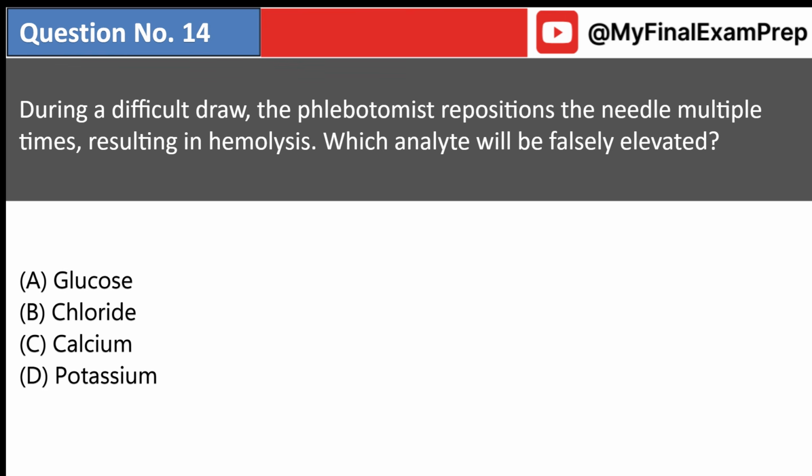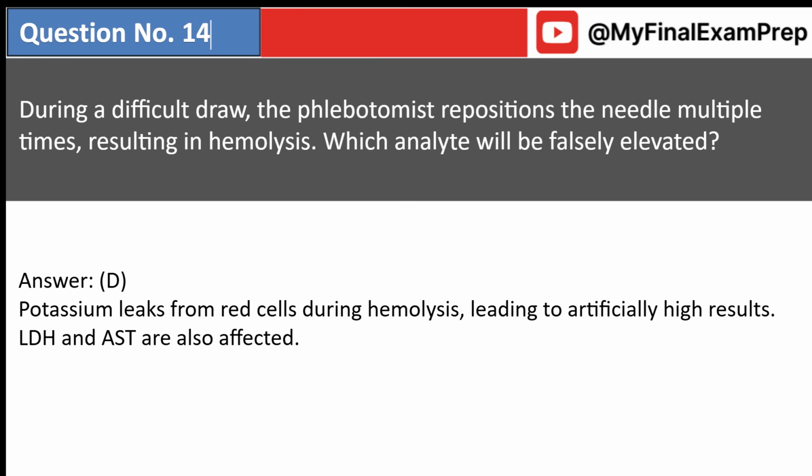During a difficult draw, the phlebotomist repositions the needle multiple times, resulting in hemolysis. Which analyte will be falsely elevated? A. Glucose. B. Chloride. C. Calcium. D. Potassium. Answer D.